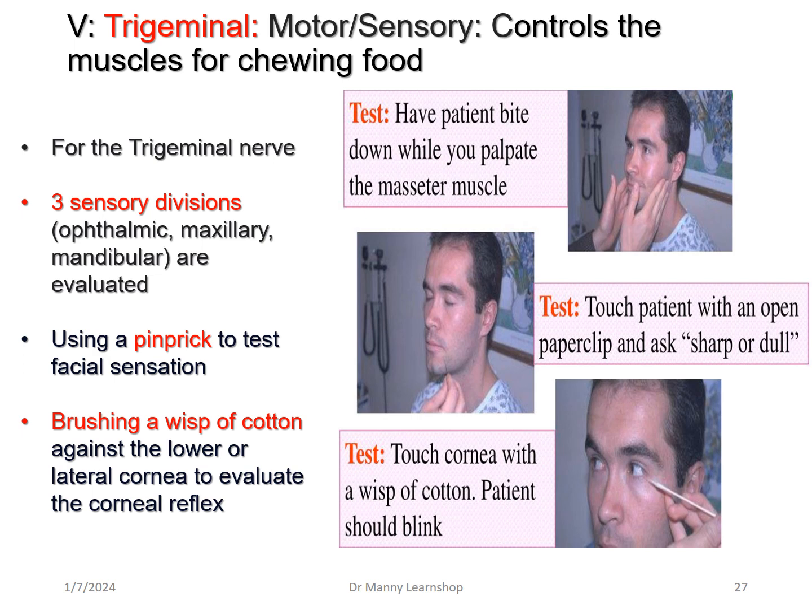Then you've got the trigeminal nerve, which is the fifth one, and this controls the muscles for chewing food. You've got 3 sensory divisions: ophthalmic, maxillary and mandibular, and they're all evaluated. And this can be done using a pin, the pinprick test, to test facial sensation. It can also use a wisp of cotton to evaluate the corneal reflex. And the corneal reflex essentially is your blink reflex.